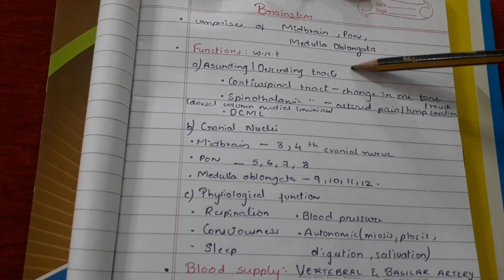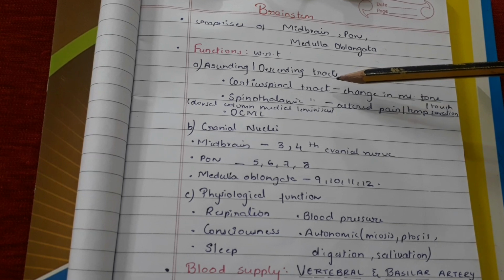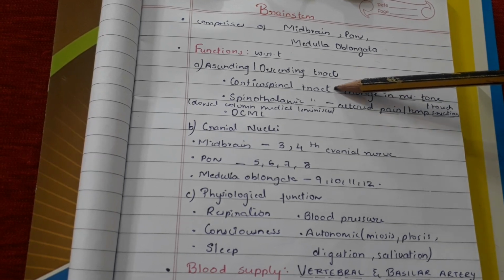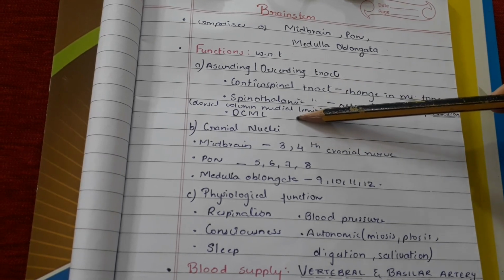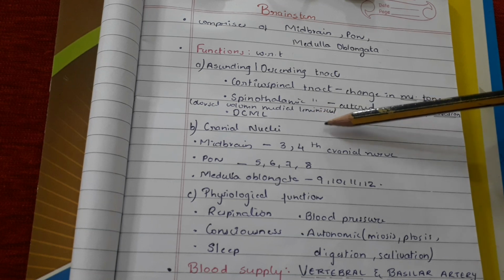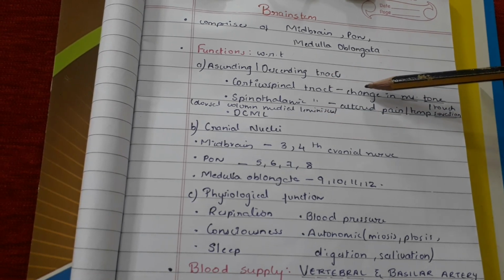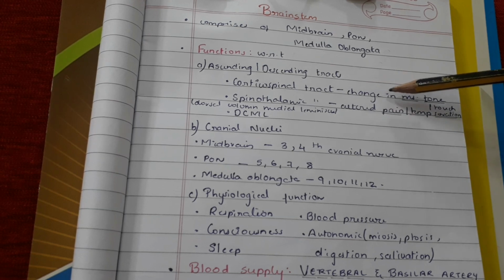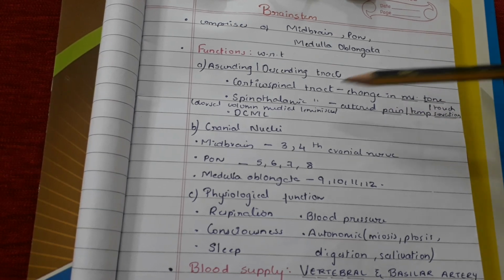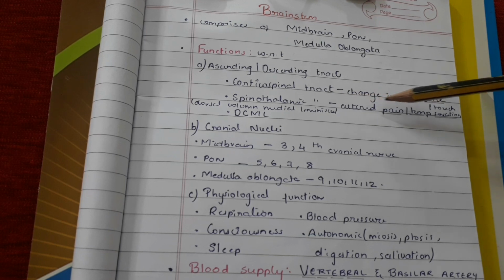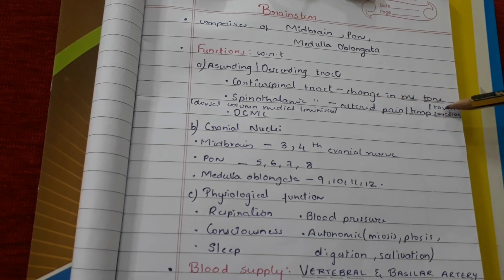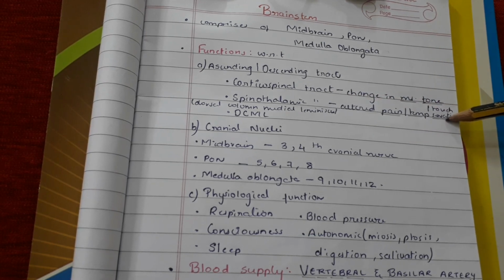Under ascending and descending tracts, we have the spinothalamic tract, the corticospinal tract, and the DCML, which is the dorsal column medial lemniscus. The corticospinal tract controls or brings about changes in muscle tone. The spinothalamic tract carries pain, temperature, and other touch sensations.